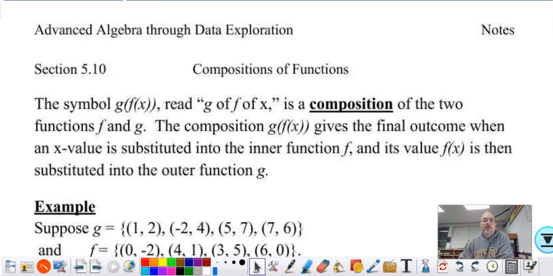Hello, ladies and gentlemen. This is our last section for Unit 5. Okay, so we are on section number 10. It is called Composition of Functions.